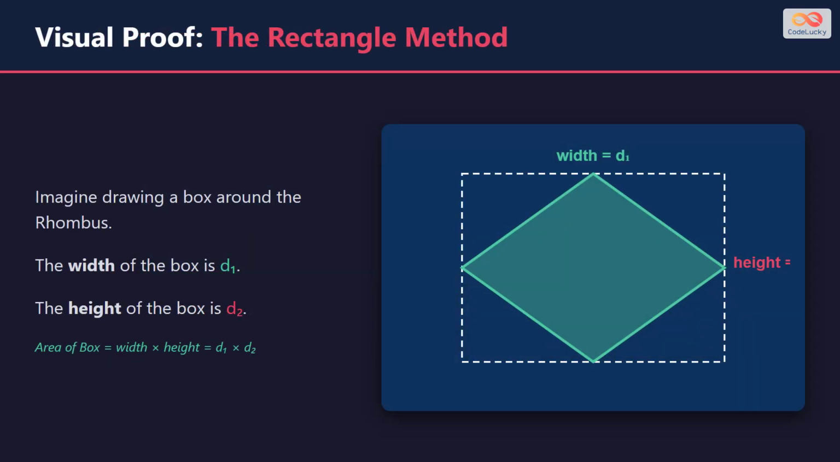Let's see why this formula works. Imagine drawing a rectangular box that perfectly fits around the rhombus. The width of this box is the same length as the first diagonal, and the height of the box is the same length as the second diagonal. The area of this large box would just be width times height, or diagonal 1 times diagonal 2.